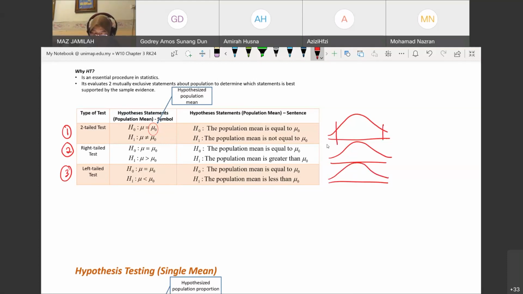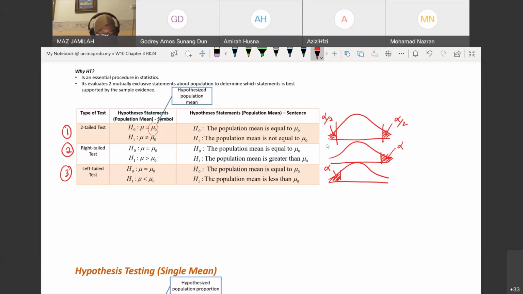If it is referring to two tail test, it will be referring to the alpha over 2, that will be for the rejection region. And for the right tail test, it will be in the upper tail, so that will be referring to alpha. And the other one will be left tail test, where the rejection region will be at the left hand side of the distribution. And how does the statement look like in terms of the notation?